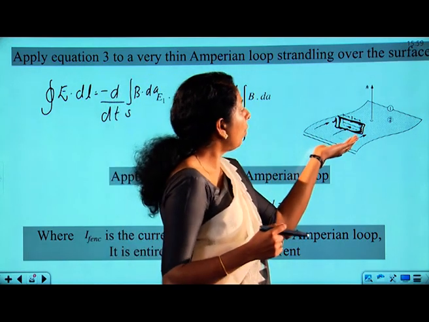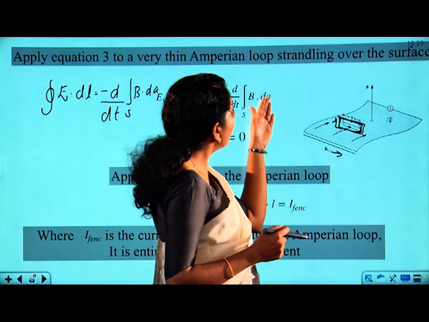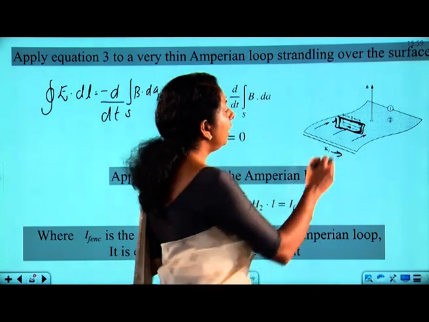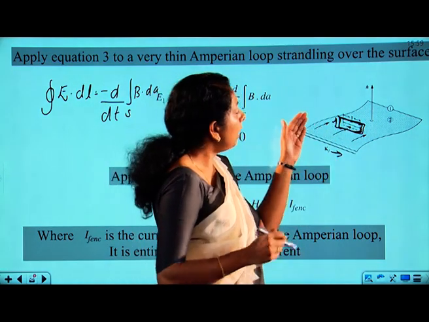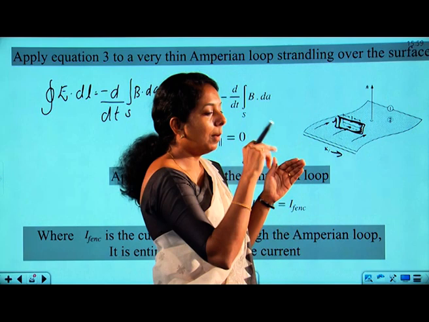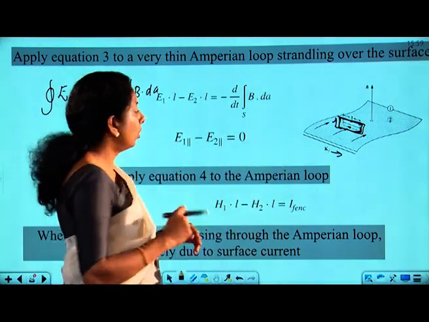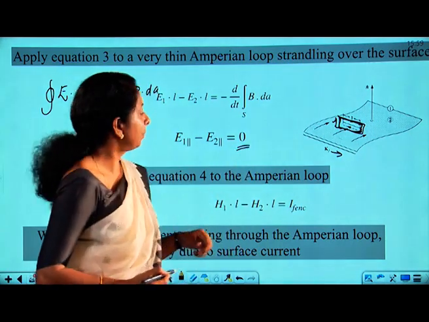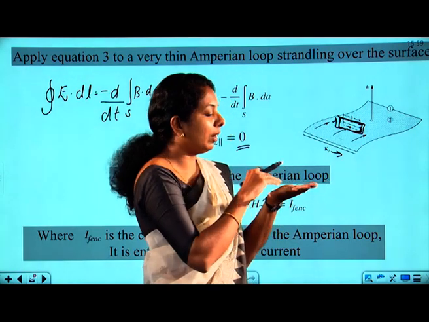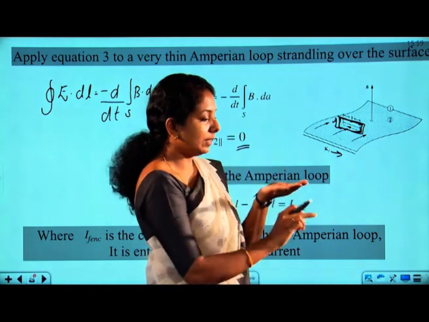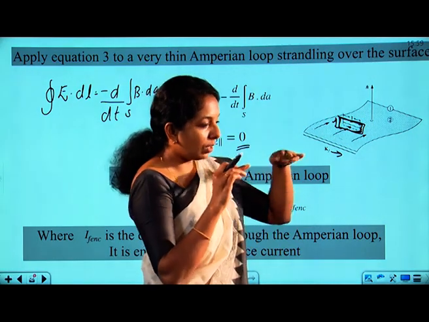Here there is a source for B, that is surface current density, but we are projecting over an area, that is dA. dA is the area of this Amperian loop. This Amperian loop is having some length, but the width goes to 0. That means dA goes to 0. So, the right side becomes 0. So, E1 dot L. E1 dot L means we are projecting E1. Here the Amperian loop is like this. So, we are projecting on L, meaning we are having the horizontal component.